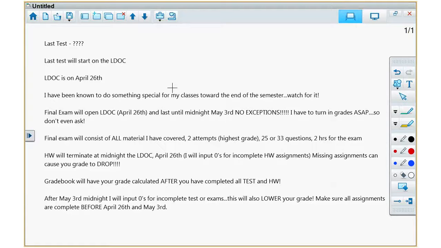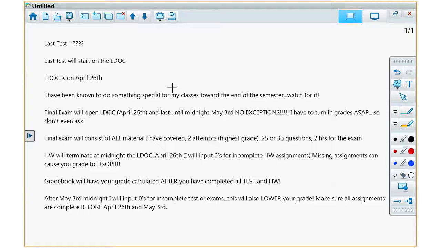So don't even ask. If you've spent 8 days and you cannot get a test done in 8 days, then I'm not going to extend it. So make sure you get that done. Final exam will consist of all material I've covered. 2 attempts, highest grade, 25 to 33 questions, and 2 hours for the exam.